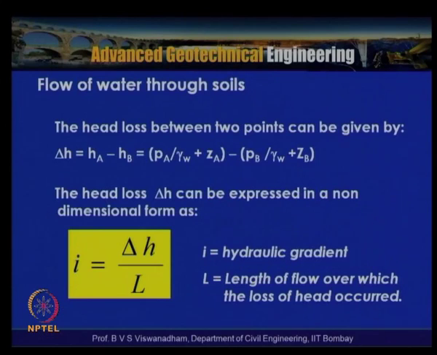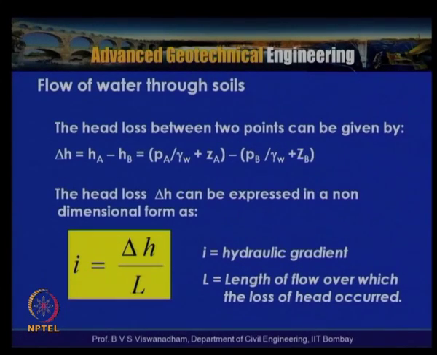So, the head loss between the 2 points can be given by delta H is equal to HA minus HB, which is nothing but Pa by gamma W plus ZA minus Pb by gamma W plus ZB. So, the head loss delta H can be expressed in a non-dimensional form by using a definition called hydraulic gradient. Hydraulic gradient I is equal to delta H by L, where I is the hydraulic gradient, and L is the length of the flow over which the loss of head occurred.